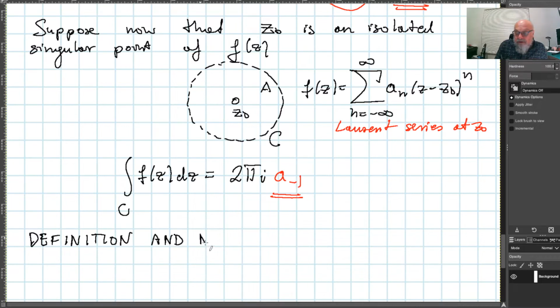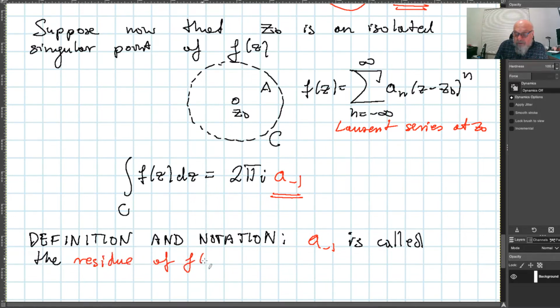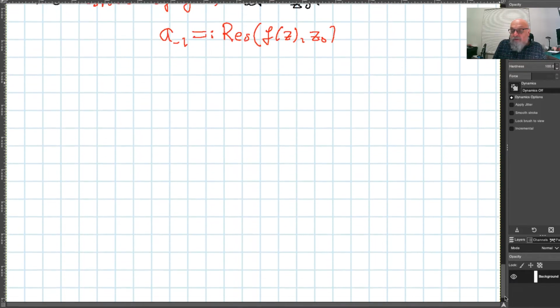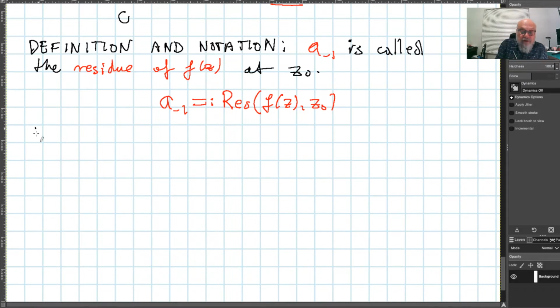And notation. A minus 1, this coefficient A minus 1 is called the residue of f of z at the point z0. And the notation we will write simply, instead of writing a minus 1, we will just write res, standing for residue, of f of z at z0, because that's a singular point z0.